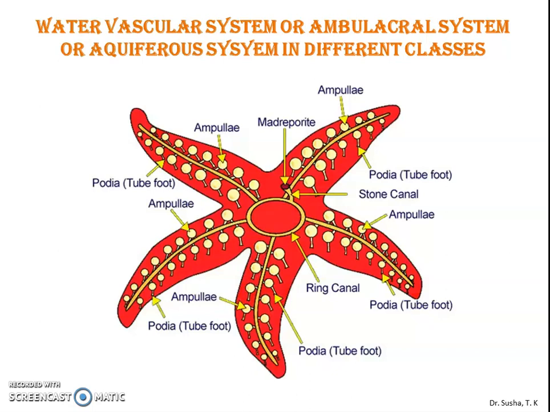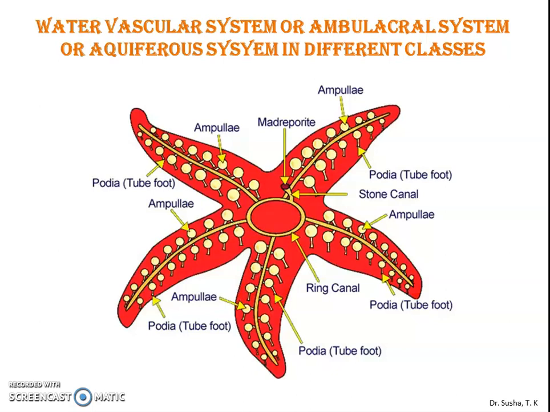We have already discussed the water vascular system in Asteroidea, because it is considered the typical or basic type of water vascular system. In this session, I am going to discuss the structural variations of the water vascular system in various classes of phylum Echinodermata, and the function of the water vascular system. Various classes include class Echinoidea, class Holothuroidea, class Crinoidea and class Ophiuroidea.